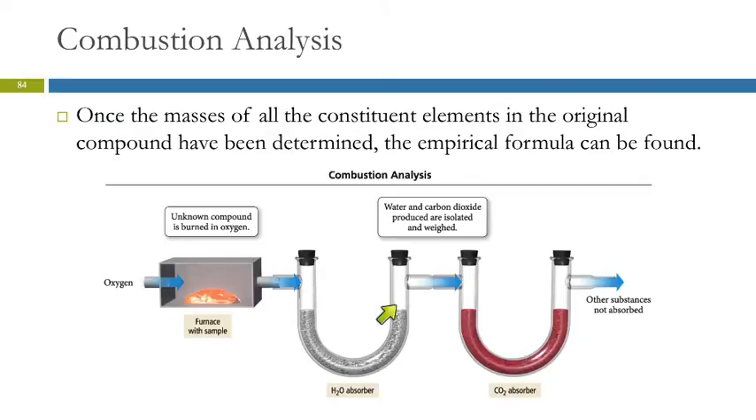So water is absorbed here, carbon dioxide is not. It keeps going. It goes through the second tube, here's the carbon dioxide absorber. So this traps all the carbon dioxide, and we can weigh that. If there are other things present in that original sample, those are just going to pass straight through. They won't be absorbed.